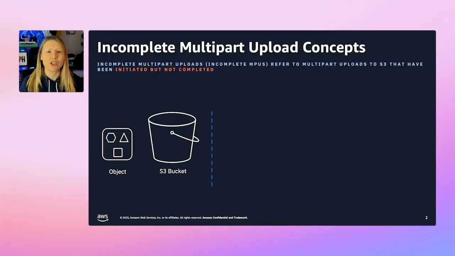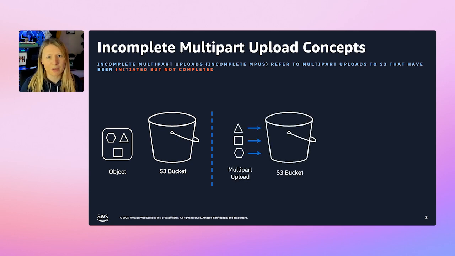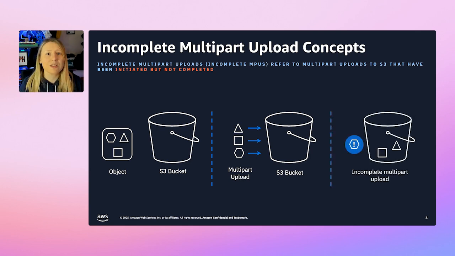So what are incomplete multi-part uploads? Well, imagine you have an object you want to get into S3. If it's over 100 megabytes, the most efficient way to do this is to use multi-part uploads. That is where it breaks the object into smaller components and uploads it a bit at a time. However, what if something happens in the process of upload? Something times out, something breaks, something's cancelled. Some of the object made it into S3, but some of it is left behind.